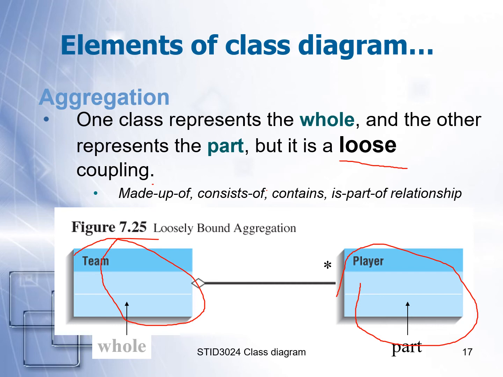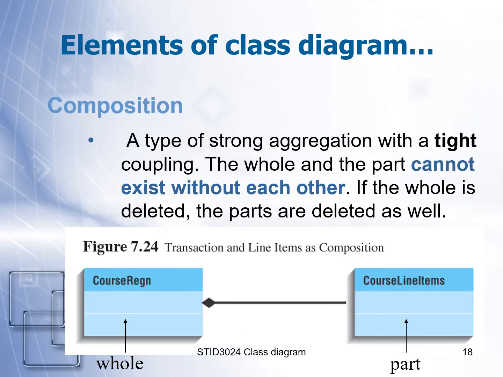Another example is that, let's say the team class is replaced by a department class, and player is replaced by an employee, and they have an association relationship. Let's say the department is removed. The player or the staff still exists, and is not affected. That is what it means by loose coupling.